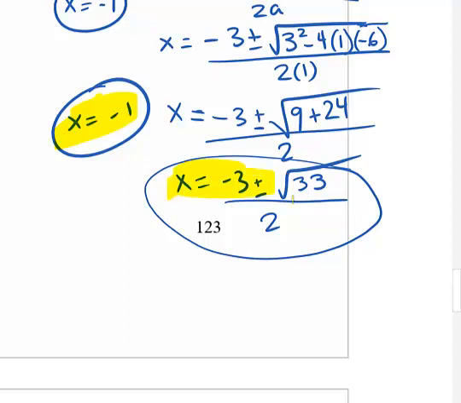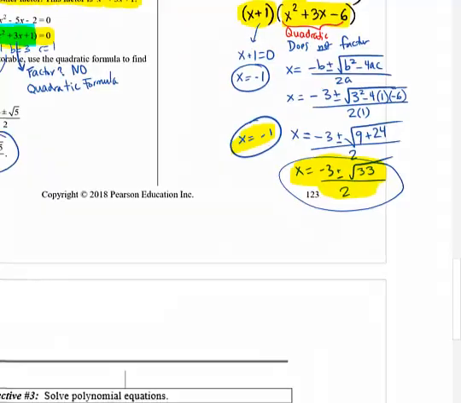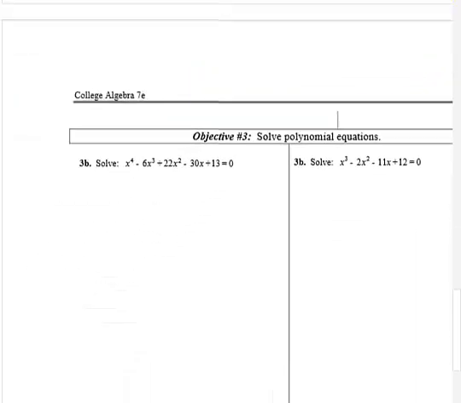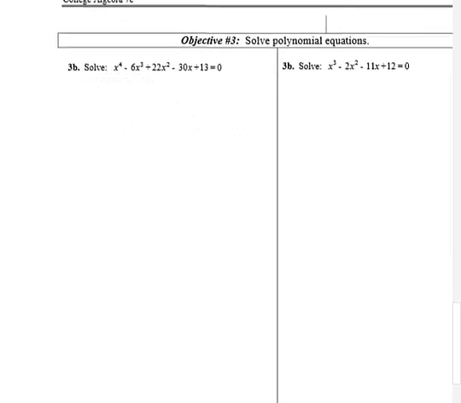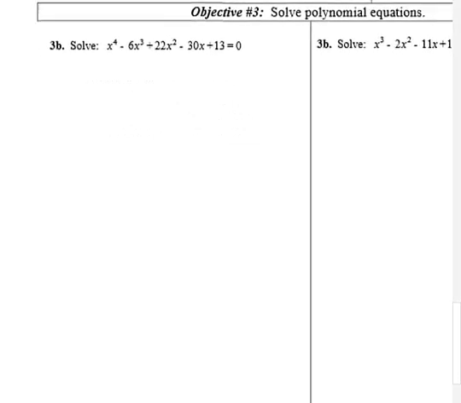X equals negative 1. And then this guy when it's a plus instead of a minus, and then when it's a minus instead of a plus. Whew. So it's kind of a lot of work, and obviously that was only a third power, so if it was a fourth power, fifth power, it'd be a lot harder.